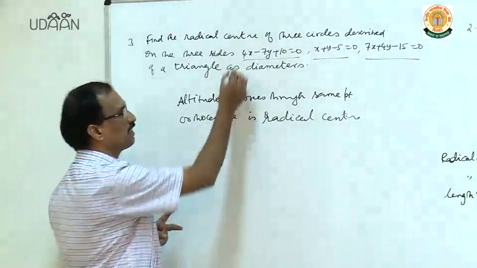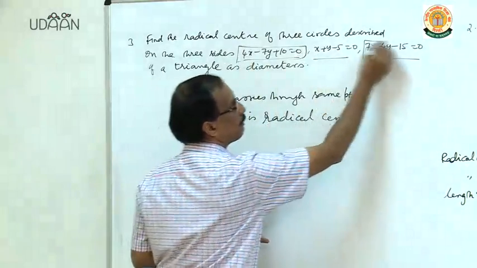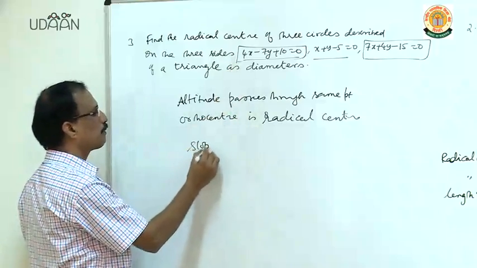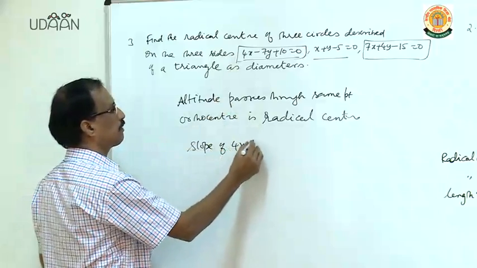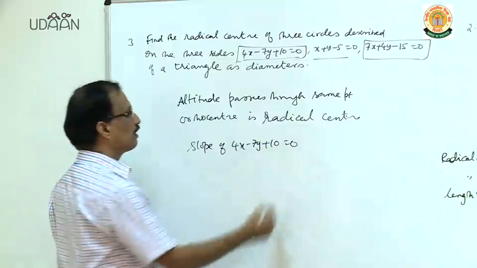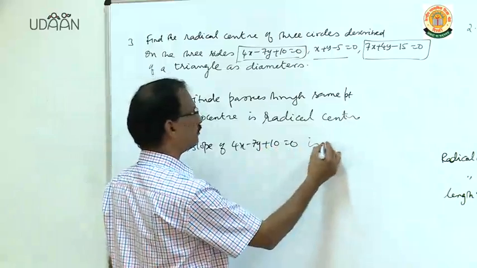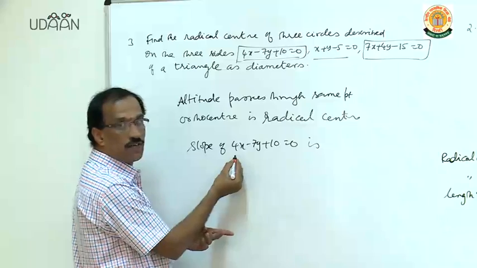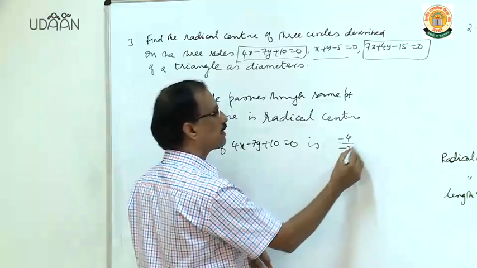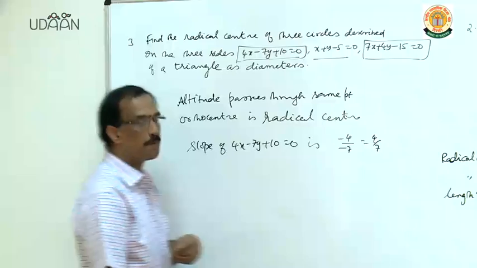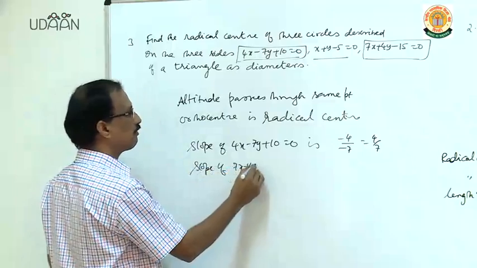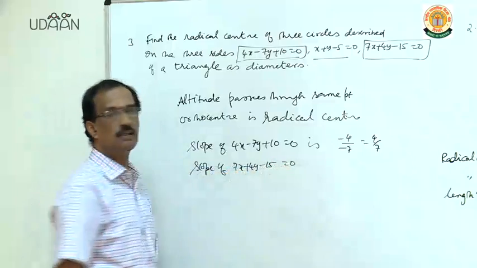So, before that, check whether these lines are perpendicular or not. You see the slope of this line? The slope of 4x minus 7y plus 10 equal to 0 is minus the coefficient of x upon the coefficient of y. So, minus 4 by minus 7, that is 4 by 7. Or the slope of 7x plus 4y minus 15 equal to 0.